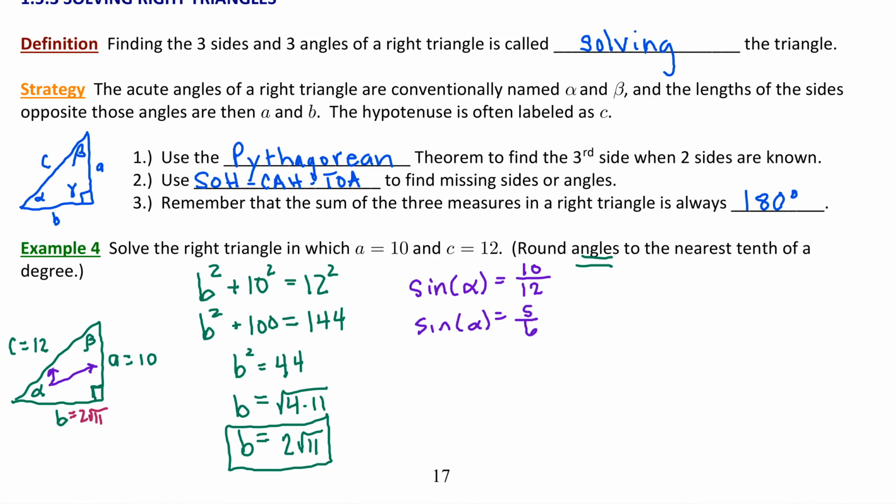Now we know there's not a common angle that has a sine value of 5/6. Think about the hand trick. It's all numbers like 1/2, square root of 3/2, square root of 2/2, 0, and 1.